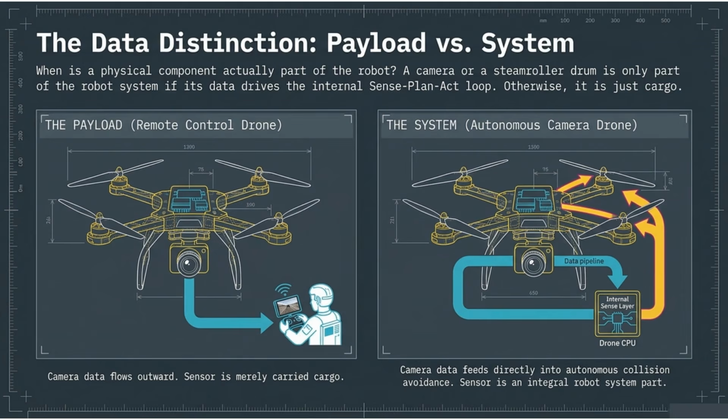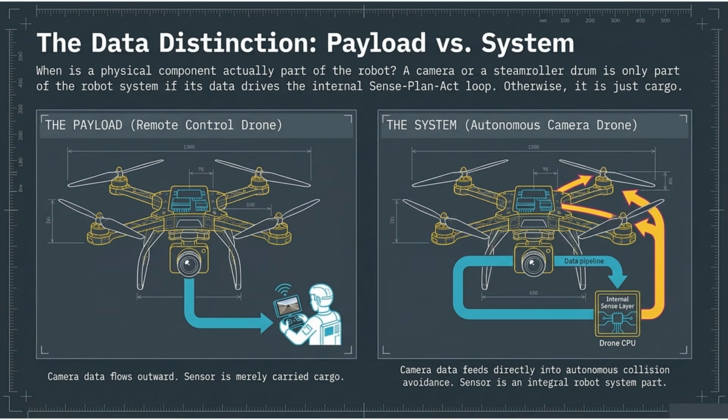Payload versus system. A camera on a remote-controlled drone is cargo. Data flows outward to a human operator. The same camera on an autonomous drone feeds an internal sense layer on the drone's CPU, driving collision avoidance motors. A component is part of the robot only when its data closes the internal sense plan act loop. Otherwise, it is payload you carry, not intelligence you embed.